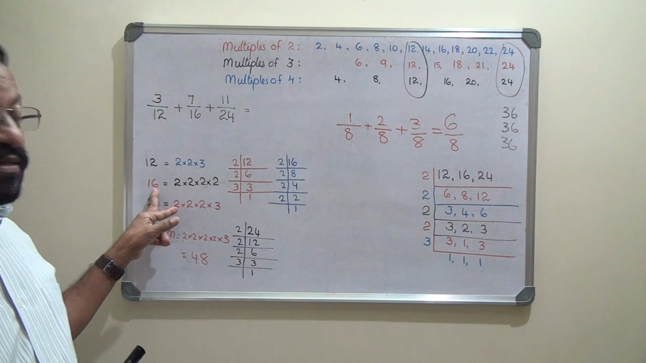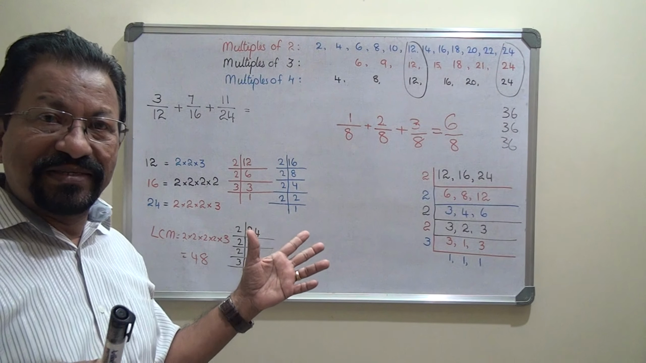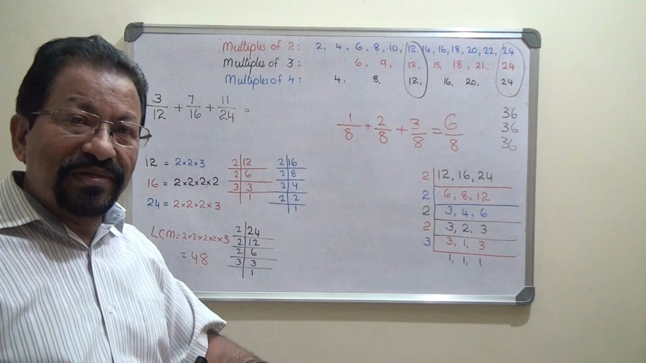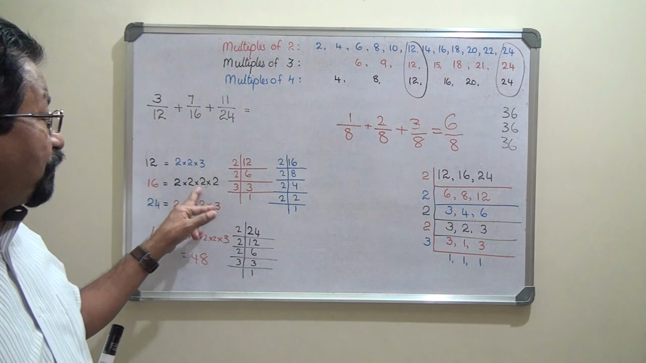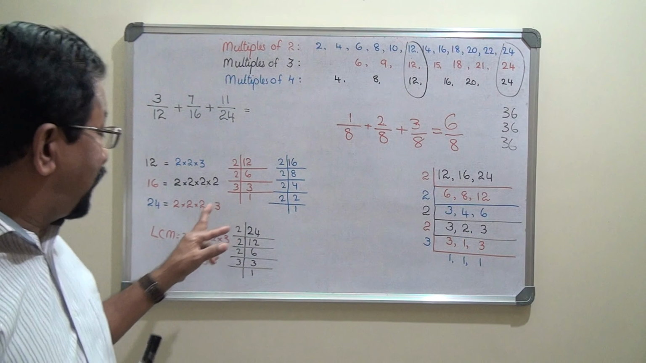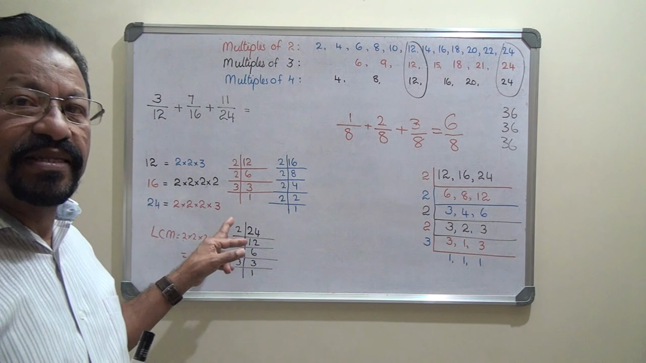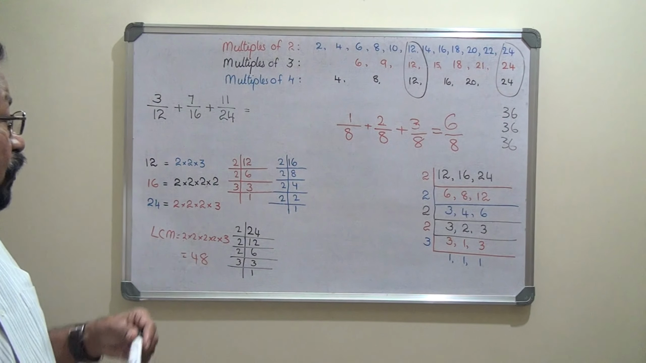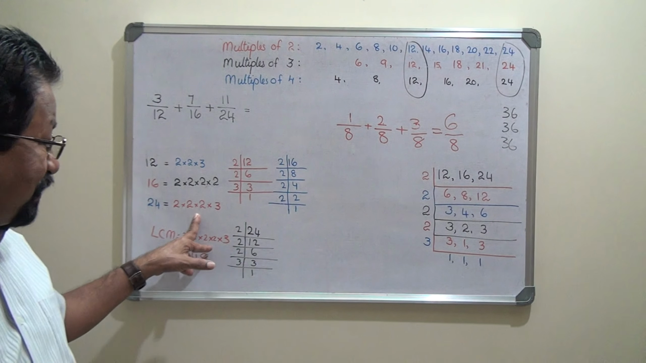And for 16, we can write 4 into 4, but that is not prime factors. Prime factors means no further division. So 16 is 2 into 2 into 2 into 2. 2 twos are 4, 2 fours are 8, 2 eights are 16. Now 24: what is 24? 2 into 2 is 4, 4 into 2 is 8, 8 into 3 is 24. Now we have found the prime factors of all the three denominators.